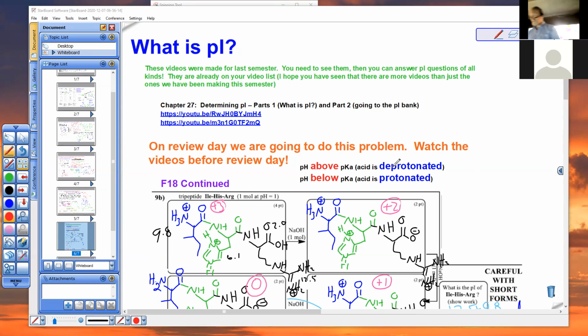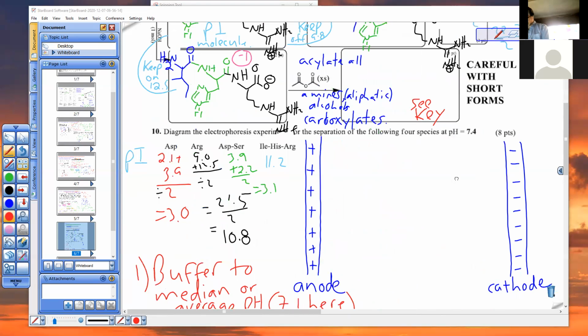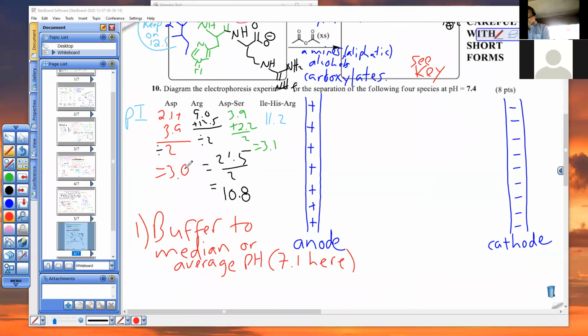Hey, what happens to something's charge when you deprotonate it? Does it get more negative or more positive? Well, remember, a proton is positive. If something's protonated, it's going to be more positive. If it's deprotonated, it's going to be more negative. So we're going to be above this number. We're going to be more negative. We're going to be 4.1 units above this number because we chose 7.1. So that's a big gap, right? So 4 units above 7.